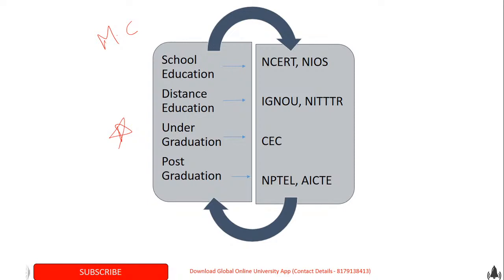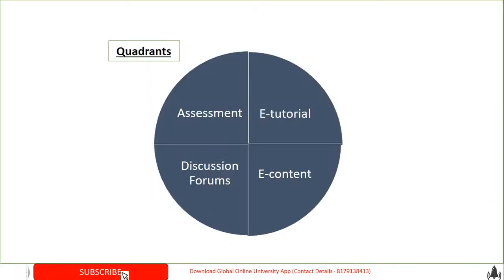Is it clear? Now coming to the last topic, that is quadrants. There are 4 quadrants of Swayam. Yes, there is 100% a question on this. The only thing is that it's unpredictable. Assessment, e-tutorial, e-content, and discussion forums, these are the 4 quadrants of Swayam.